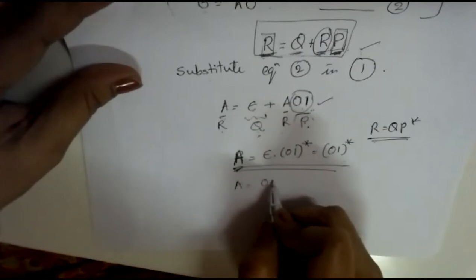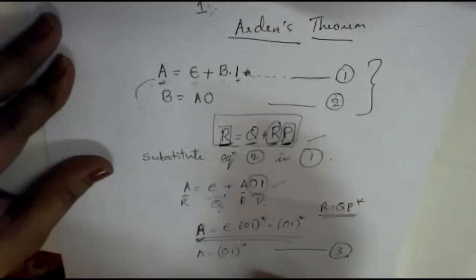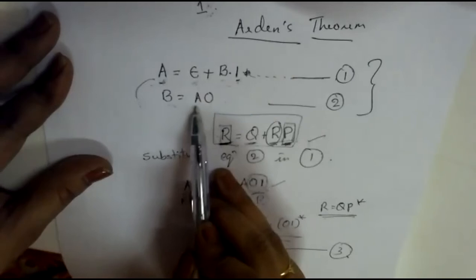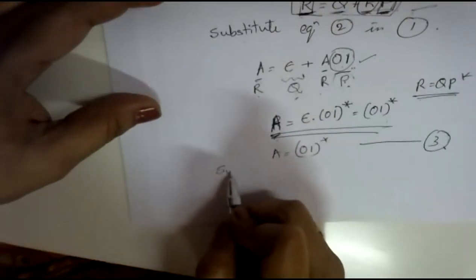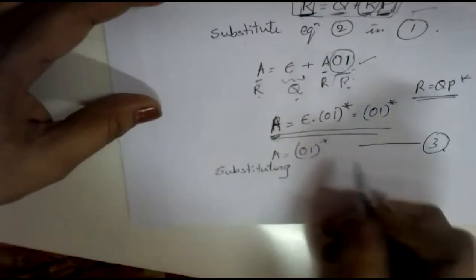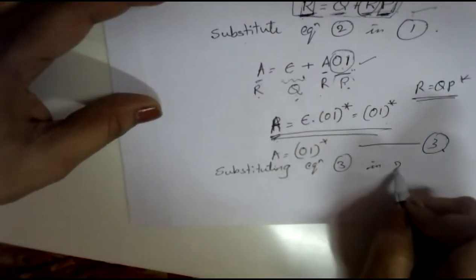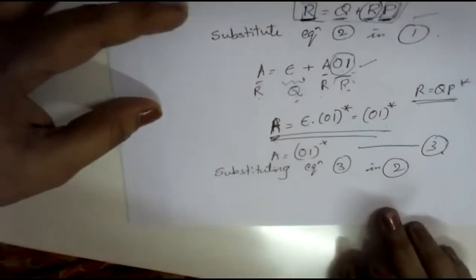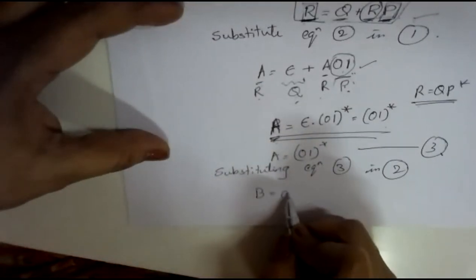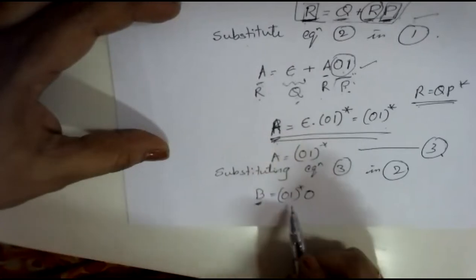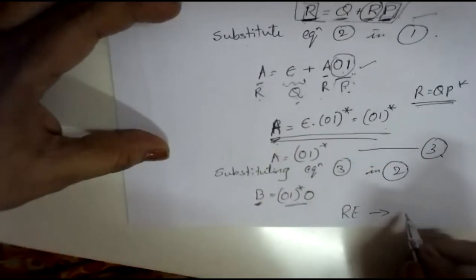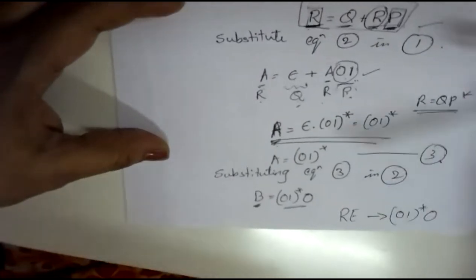Okay. So what can we do now? Whatever answer I got, A is equal to 0, 1 star, I can name this as equation 3. And this equation 3, I can put in equation 2, so I'll get the answer for B. So, substituting equation 3 in 2, what do we get? We get B is equal to 0, 1 star 0. So this is our final state and this is our equation. So our RE will be 0, 1 star 0. I think you got the same answer.